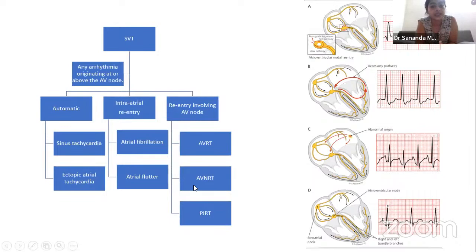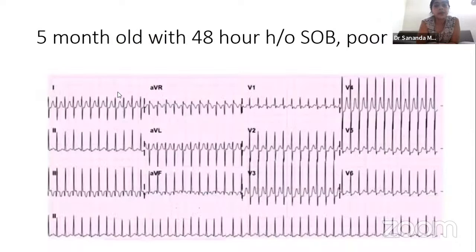Here I will present a strip of ECG. This is a 5-month-old who has come with a 2-day history of poor feeding and shortness of breath. As with any problem in an infant, the first thing that happens is poor feeding, so whenever there is poor feeding, we take it very seriously. This is the ECG that has come.